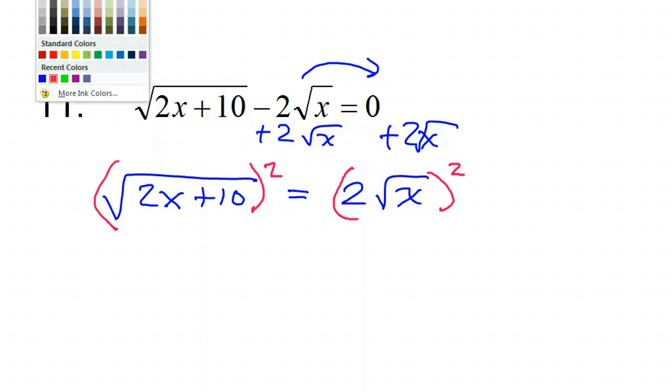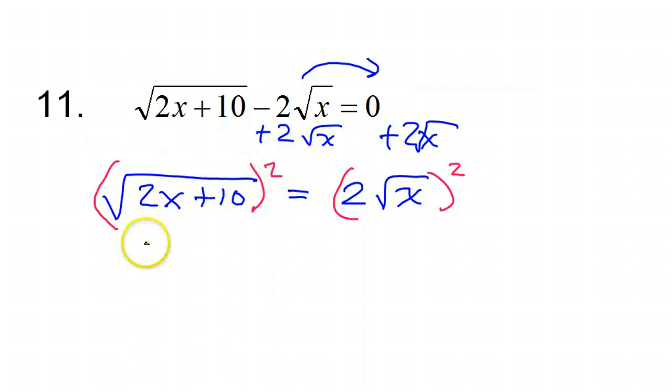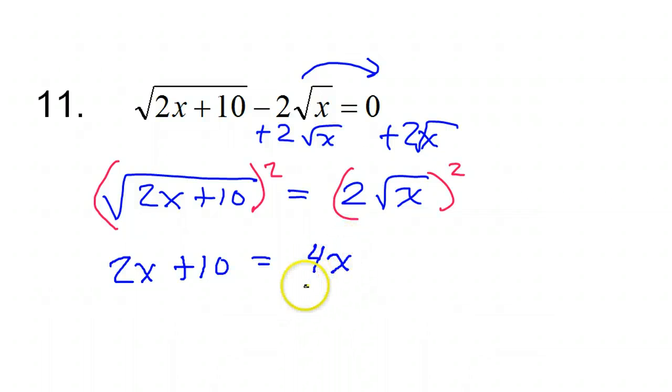So what's going to happen is, basically, okay, so this will obviously cancel out the radical. So I'll have 2x plus 10. But over here, I'm squaring the 2 and the radical x. So squaring the 2, I'm going to get 4. Square the radical x, the radical goes away, and you have x. So there you go, 4x.